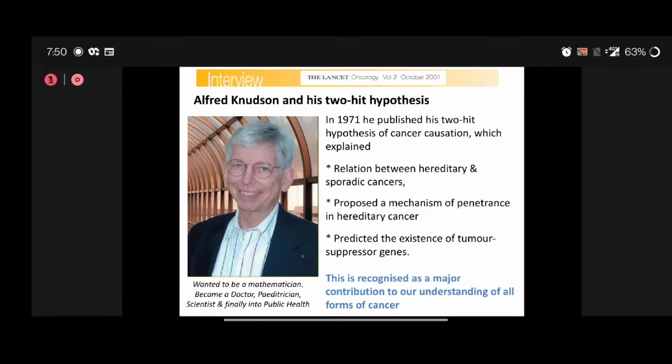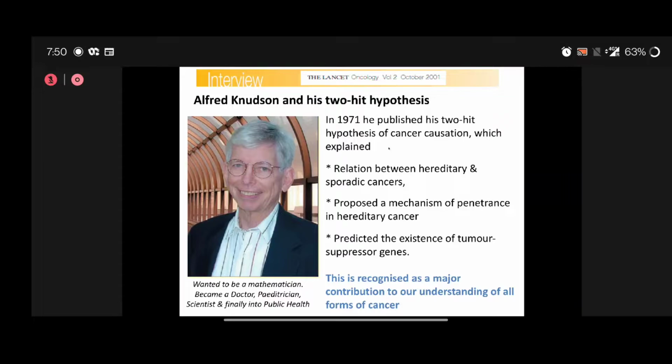So what is the remedy is, I'm showing this gentleman's photo. His name is Alfred Knudson. He wanted to be a mathematician, then became a doctor, pediatrician, scientist, and finally went into public health. So he published, more than 50 years ago, his two-hit hypothesis of cancer causation. And this actually explained the relationship between hereditary cancer and sporadic cancers. He proposed a mechanism of penetrance in hereditary cancer, and he predicted the existence of tumor suppressor genes. And this was not known at that time.